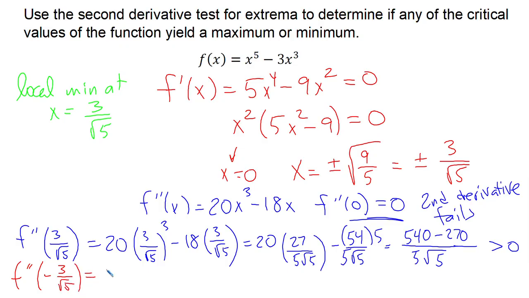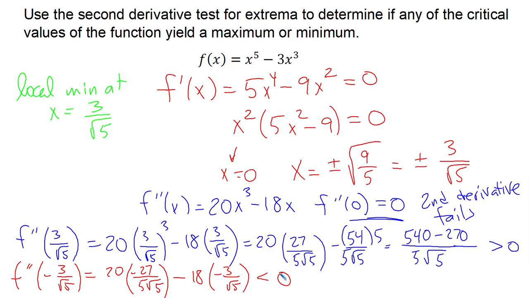And down below here, f double prime of negative 3 over root 5 is going to be, well, the same basic thing here. We're going to have 20, but when I cube the negative 3 over root 5, we're going to have a negative 27 over 5 root 5. Right? And then minus 18 times the negative 3 over root 5. Well, the arithmetic's all basically the same, except now the first number is negative and the second number is positive. Right? So we can see that this is going to be a negative value, right?